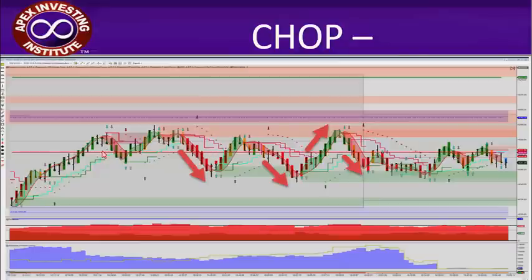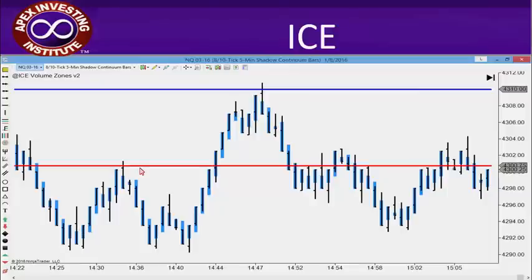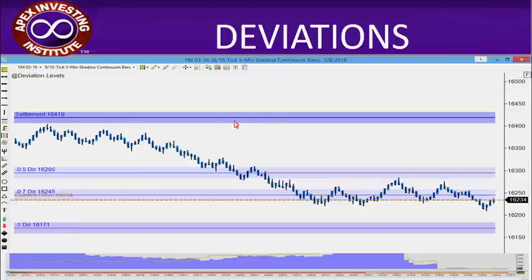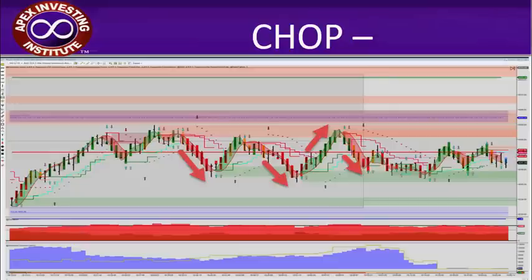That's an ice level. What do we know happens at those? The market can be pulled back to it. The market can tweeter around at those levels. What do we know happens at deviation levels? The market can tweeter around. So if you're in a situation where the market is straddling one of these ice or deviation zones, what do we expect? We expect the market to kind of tweeter around that level.